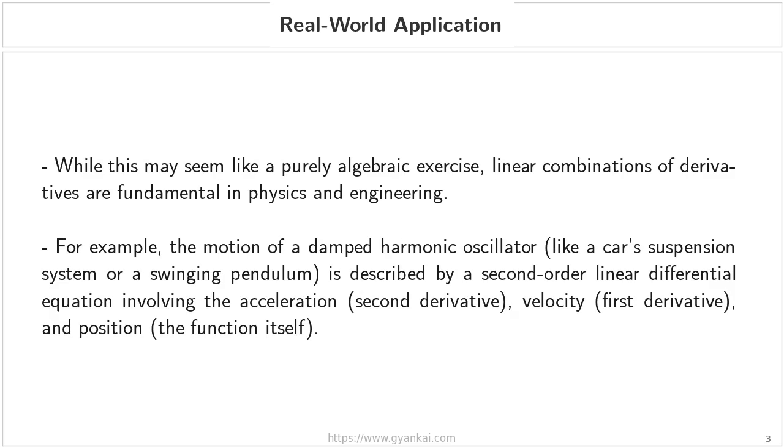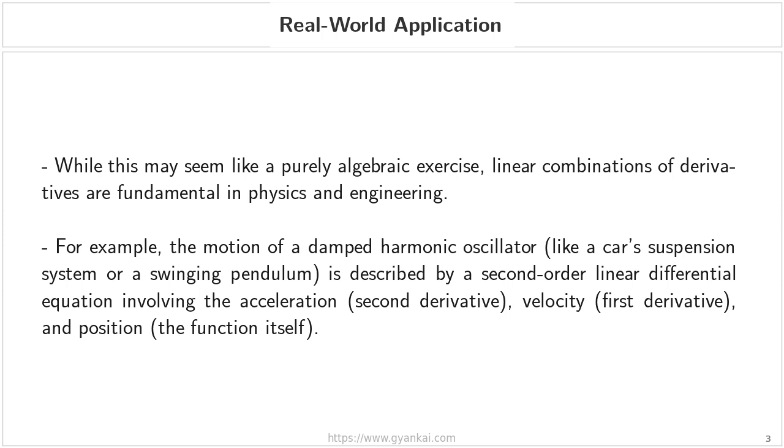To give you a concrete example, consider the motion of a damped harmonic oscillator. You can visualize this as the way a car's suspension system absorbs a shock from a bump in the road, or how a swinging pendulum gradually slows down and comes to a stop. The movement of these systems is described by a second-order linear differential equation. In this physical context, the original function represents the position of the object, the first derivative represents its velocity, and the second derivative represents its acceleration.